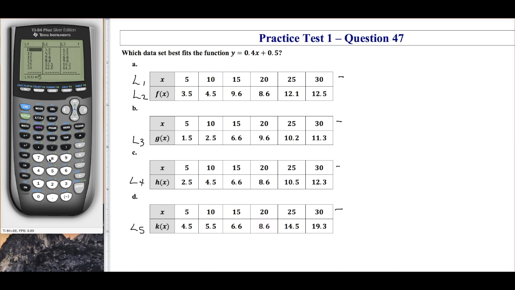Once the data is entered, come over to your calculator, hit Stat, arrow to Calc, hit 4 for linear regression, and here is where we will select our x and our y values. Hit second L1 for our x values, comma, second L2 for our f of x values, then hit Enter. This gives us a linear regression line of y is equal to 0.4x plus 1.8.